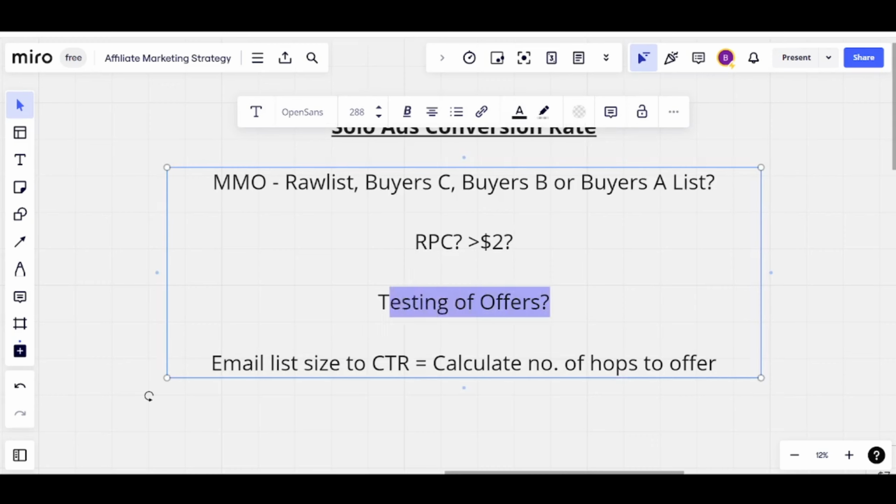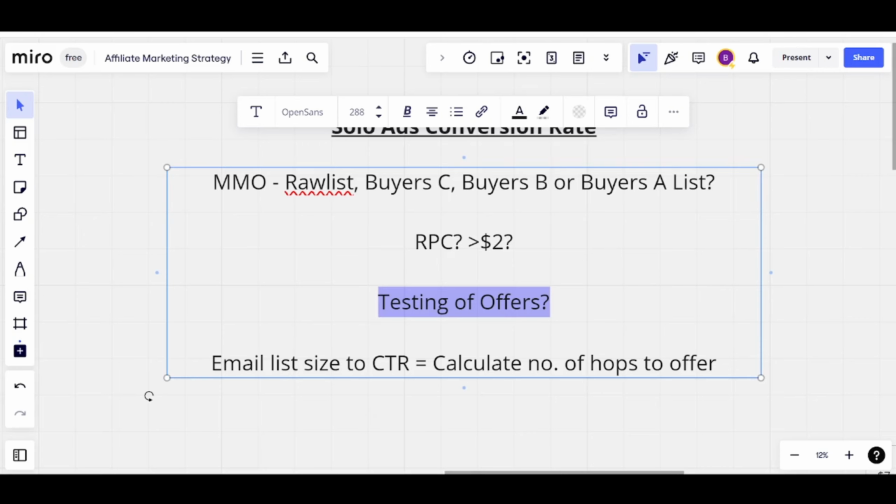Next, testing of offers. This is also something very important because let's say, for example, you are running 300 clicks, with an opt-in rate again of 50%, you barely have 150 hops. So a lot of people, when they test offers, when they watch different YouTube videos, think that it is good to place 2 or 3 different offers in the rotators and rotate the offers. That is not the case.